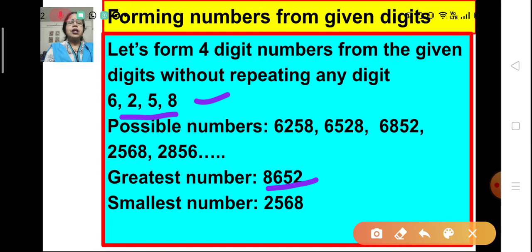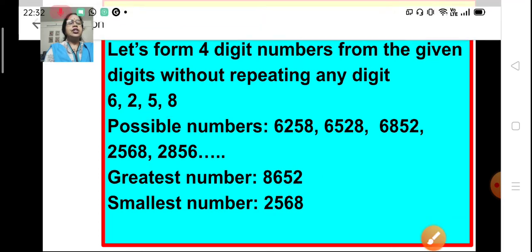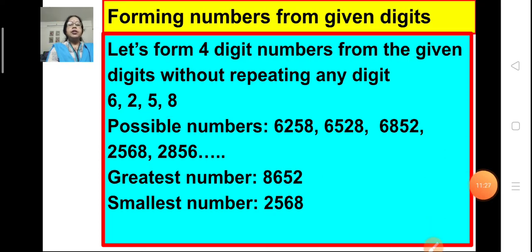And how do we get the smallest number? When we arrange the digits in ascending order, we get the smallest number. So, in the greatest number, we have arranged the digits in descending order. So 8652 is the greatest number, and in the smallest number, we arrange the digits in ascending order and we get the smallest number as 2568. These numbers we have formed without repeating any of the digits.